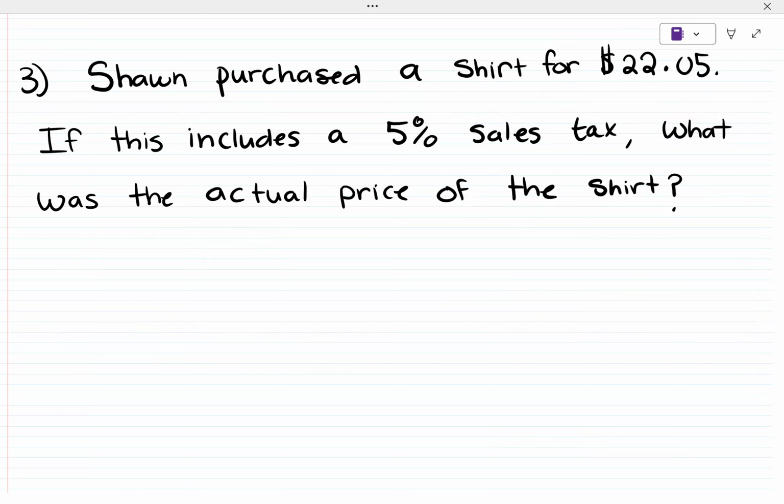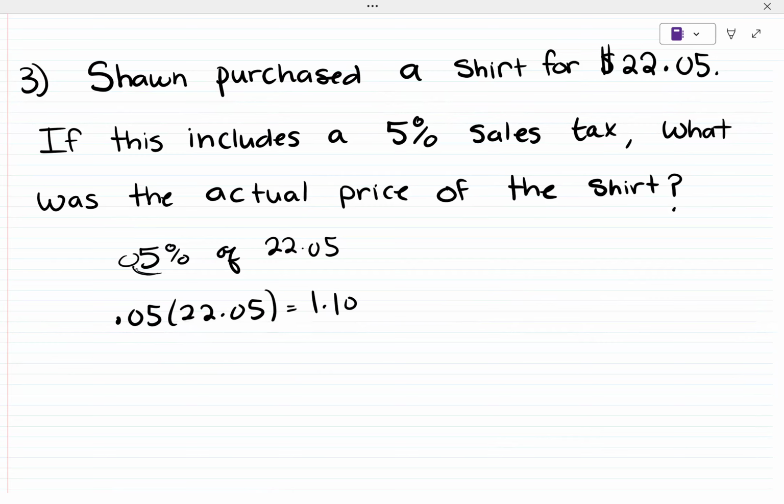So technically, you could really just do 5% of 22.05 and then convert 5% as a decimal. So that'd be 0.05. And you get 1.1025. Then all you got to do is subtract this from the original cost.